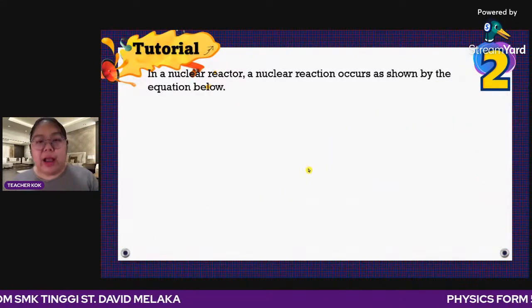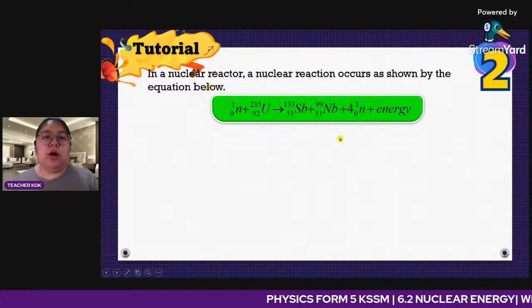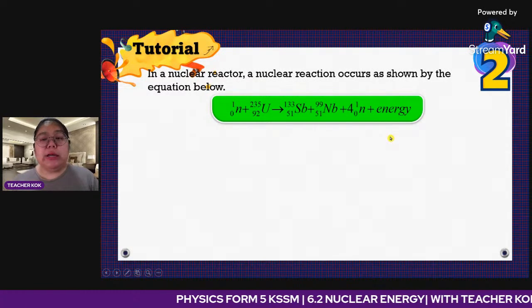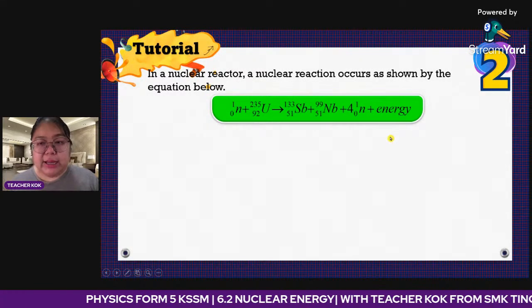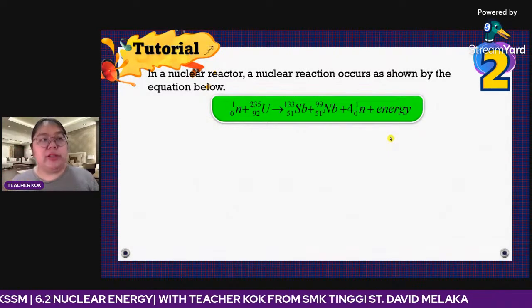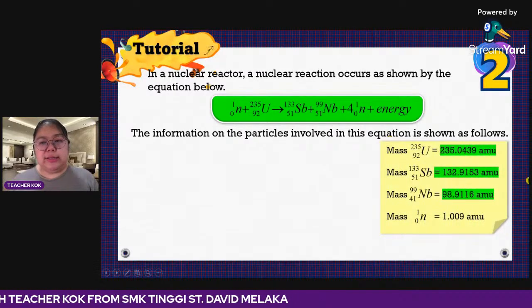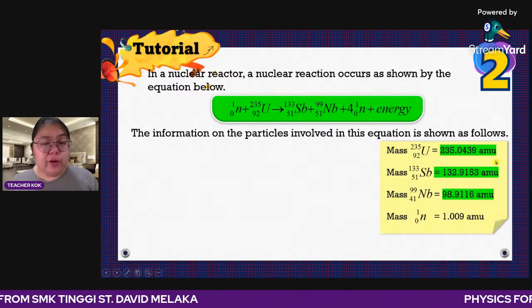In the nuclear reactor, the nuclear reaction occurs as shown by the equation below. You can see this one is surely a nuclear reaction. Do you know what reaction? Later you need to answer. Bigger size, split into smaller. So for the first question, see the info first. This one is the info.